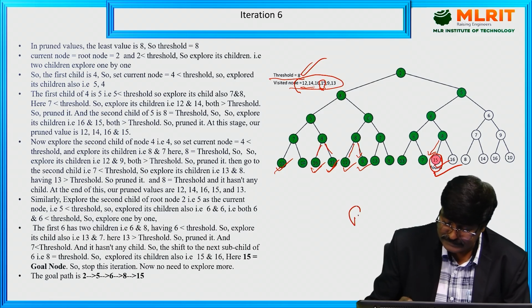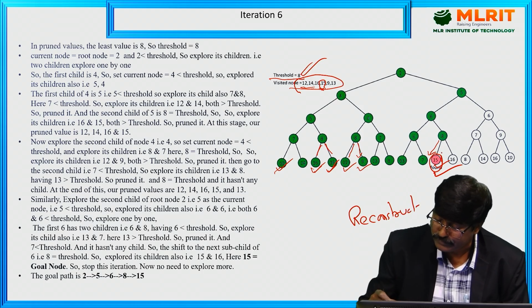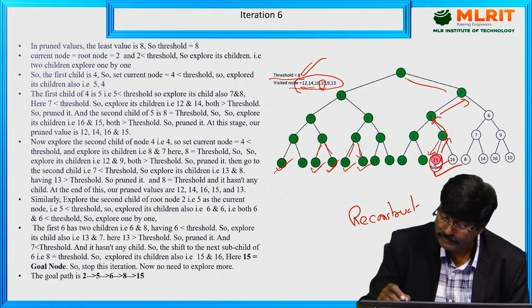Then reconstruct the path based on the nodes, how you have to reach this one. So this is the path, then this is the path, then this, and that is the only path.